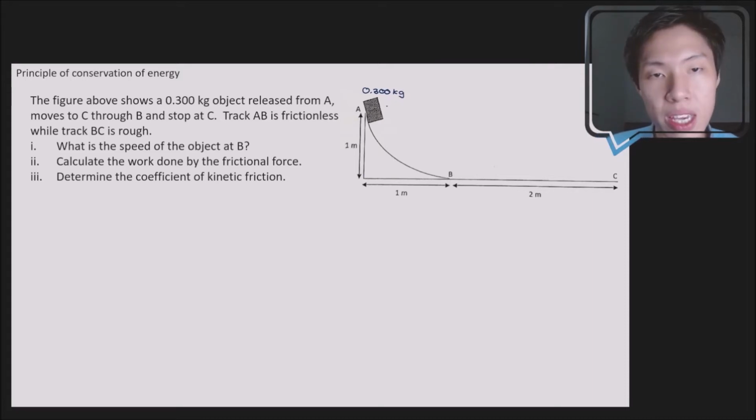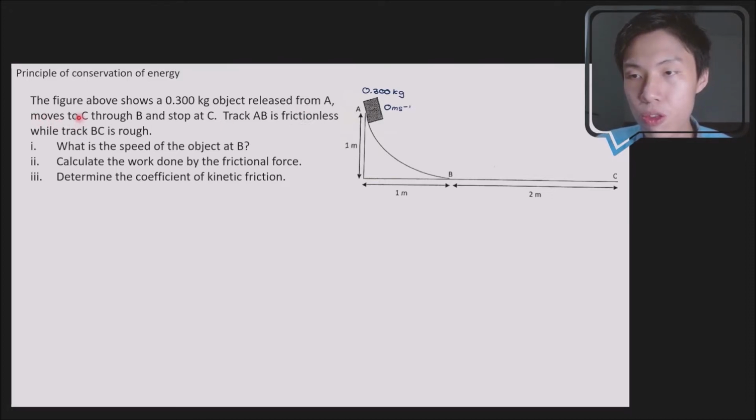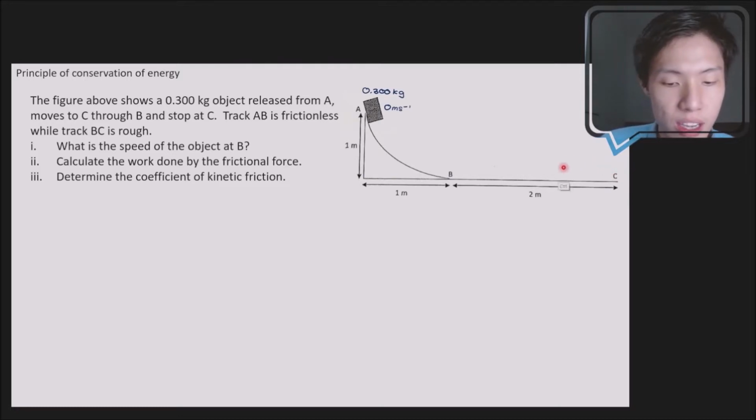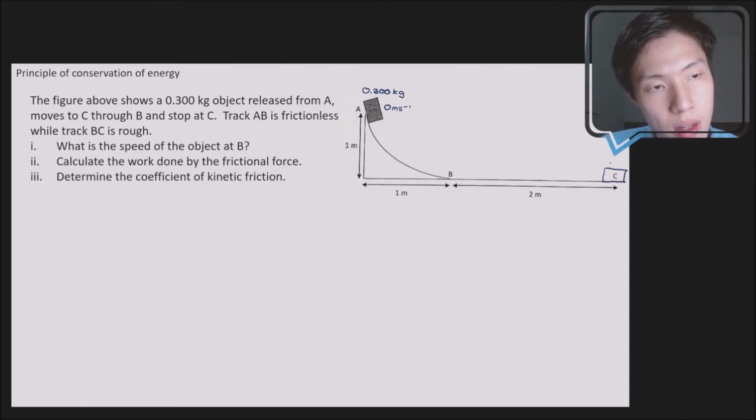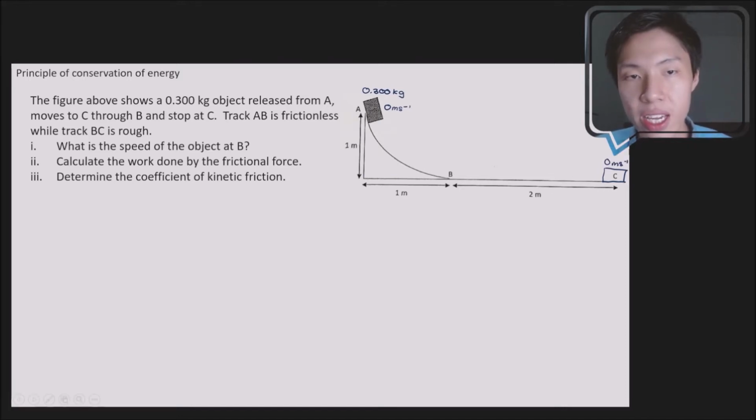If it's released from A, we know that it starts at 0 meter per second. What else? It moves to C through B and stops at C. So it will move towards C, but it will pass through B in the middle of the journey, and it will stop at point C. If it stops at point C, you should expect that once the block reaches point C, you have 0 meter per second over here.